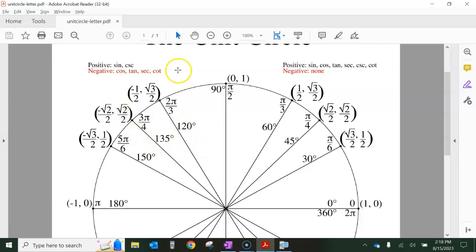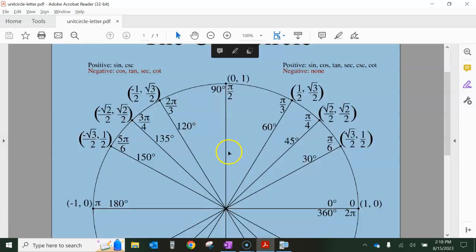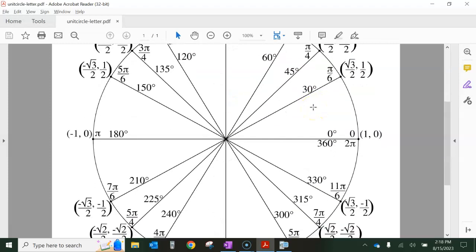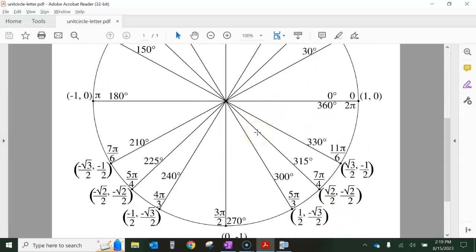If you notice, when I'm going through this entire unit circle, all of these values that I have here, my x values and my y values correspond with their reference angle. So the reference angle is that small acute angle between the terminal side of the angle and my x-axis. So 5 pi over 6, for example, its reference angle is pi over 6. Same thing, I have 4 pi over 3 down here. Its reference angle is pi over 3.